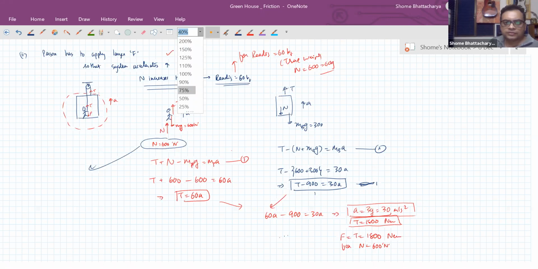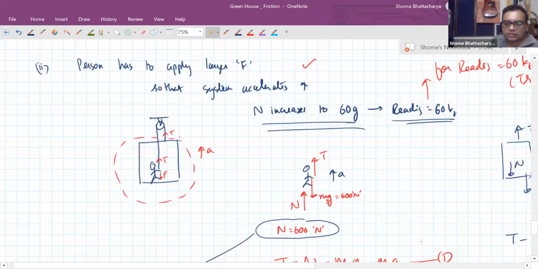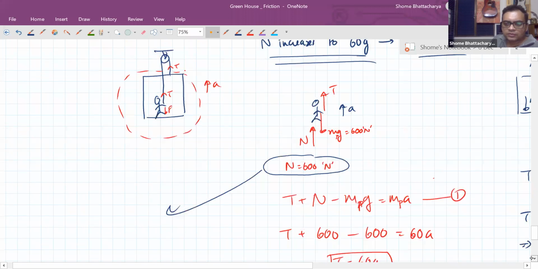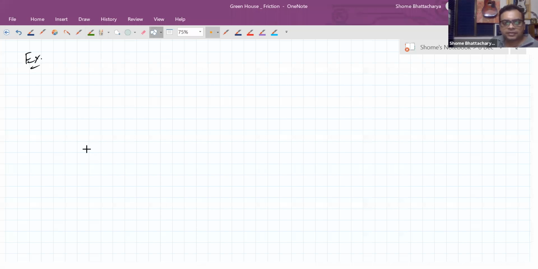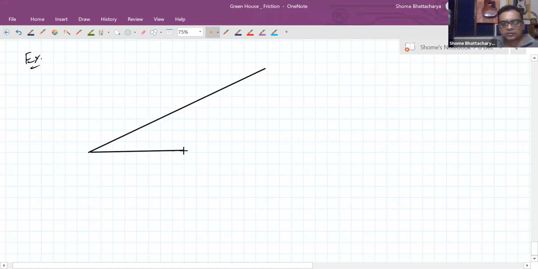Okay, so we'll finish up with one more question today. Now this is going to be a very important question from your understanding of friction point of view. So we are back to the case of the inclined plane. Now let's take angle of inclination as 37 degrees.